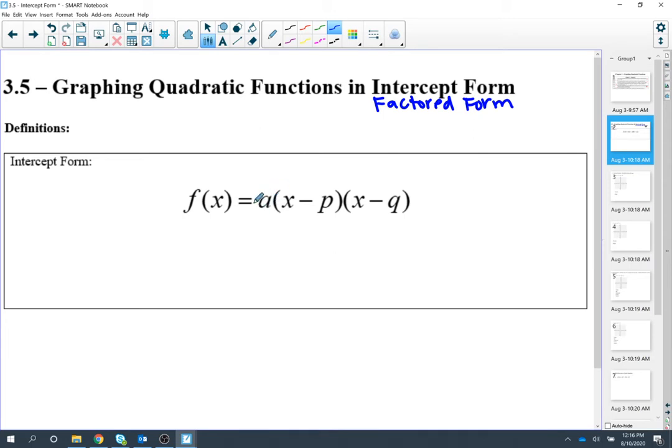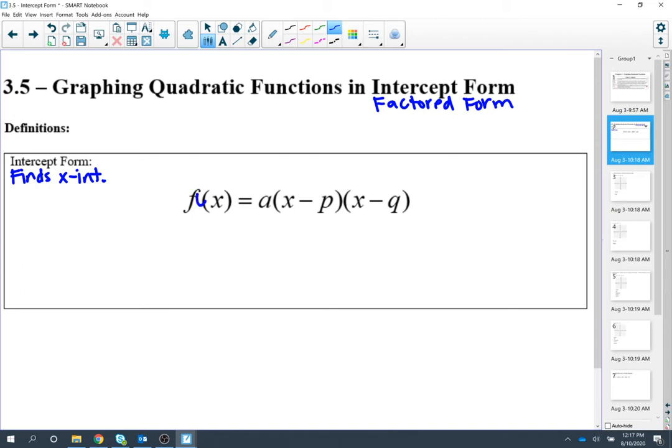So first of all, intercept form down here: f of x equals a times x minus p times x minus q. There's still that same a value. No matter what form we're in, a is still the same thing. Now, first things first, if we are in intercept form, this is factored form. So if we want to find the x-intercepts, which is the biggest thing, this finds x-intercepts. If we want to find x-intercepts of our graph, which is where our graph hits the x-axis, you're going to want intercept form.